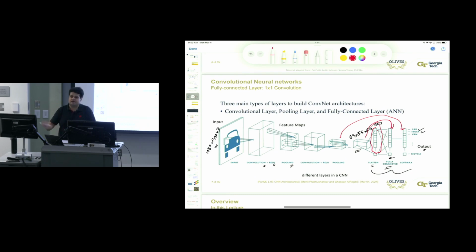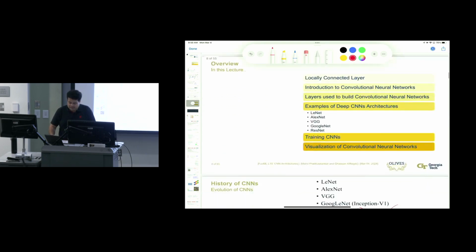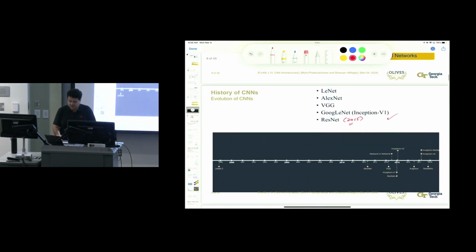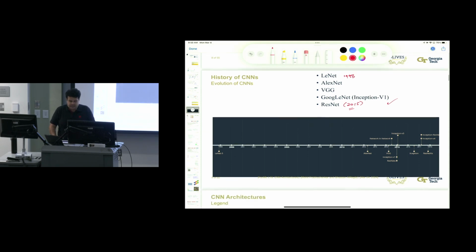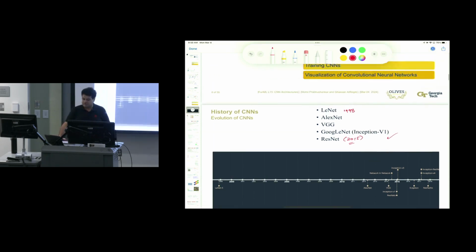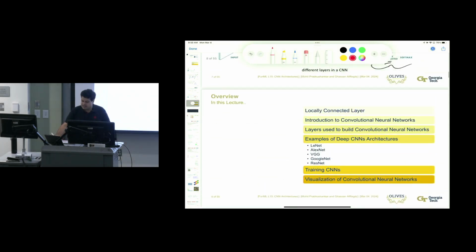So a fully connected layer is not required, but for the purpose of this lecture, where we'll go from 1998 to 2015, fully connected layers were very much an essential part of classification networks. So that brings me to the next part of CNNs. What we'll be discussing is examples of deep CNN architectures.